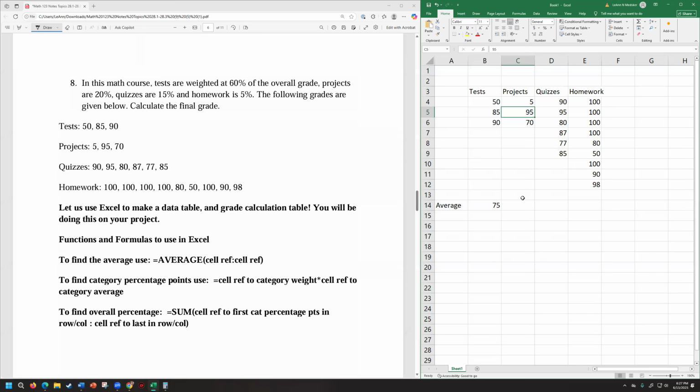So please, please, please on your project, do not go off to the side with your calculator and do these in there and then just type the number here. You need a formula so that I can make changes if I wanted to and see if your formula still works, okay? We're going to do the same thing for this one. Equals average.